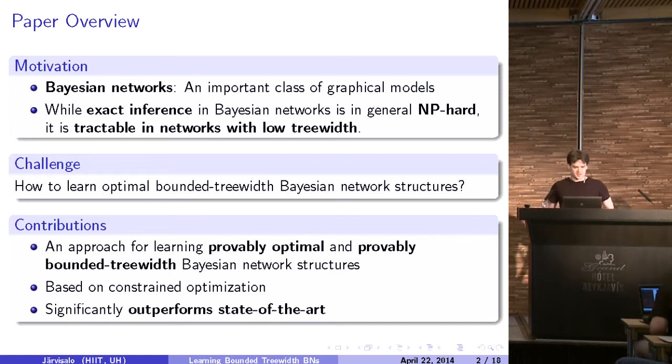Optimum is with respect to a scoring function. And bounded tree width means here really low tree width, so some sort of non-trivial bound on the tree width of the networks, not, say, the number of nodes. A constant bound on the tree width. So our contributions are basically an approach for learning provably optimal and provably bounded Treewidth Bayesian network structures, and we're using constraint optimization tools for this.